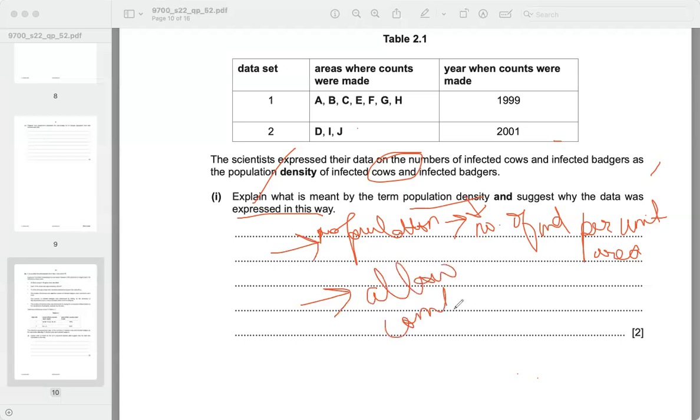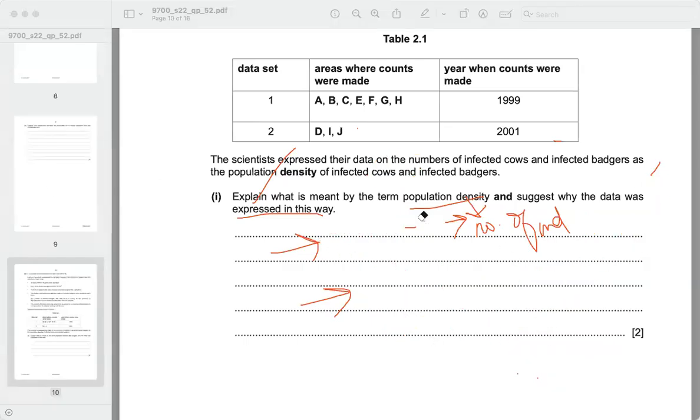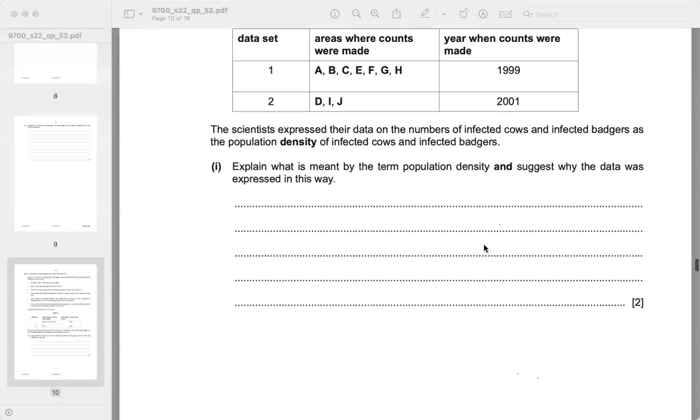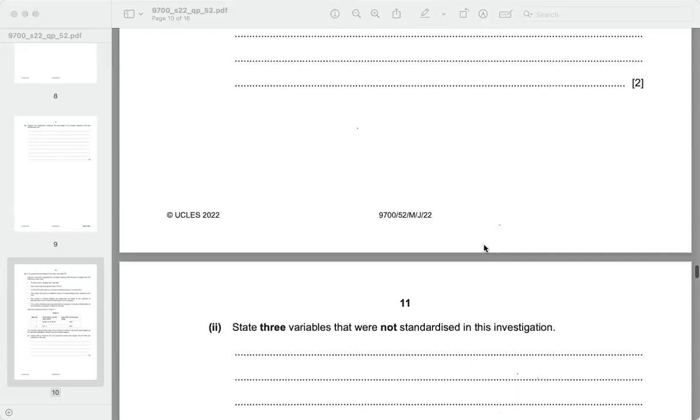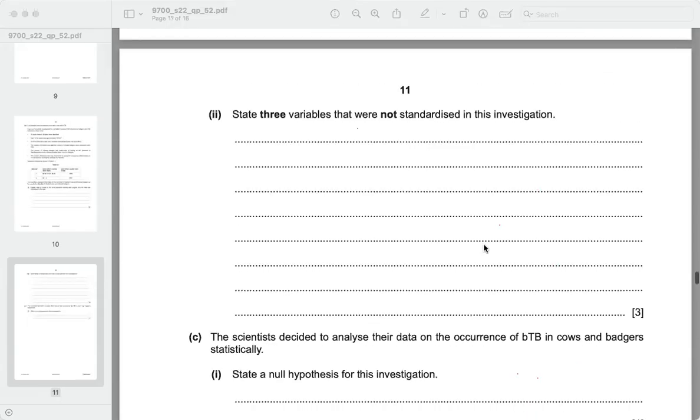The reason behind it is that we are allowing comparison between a number of them, that is, between the infected cows as well as the infected badgers. So we are allowing comparison. Any population density experiment which has been done allows for comparison. So first, we write about population density, what it means, and then why it was being done: so that we can make comparisons.